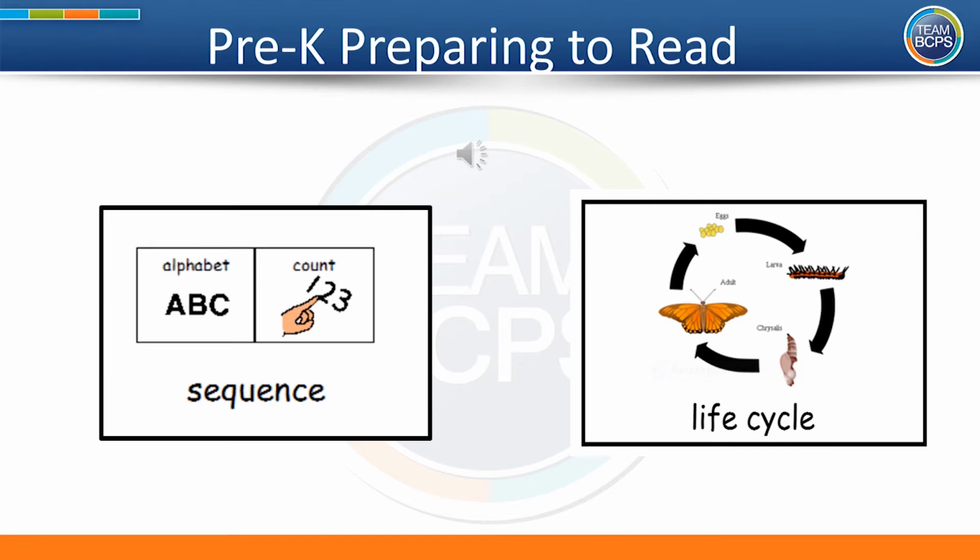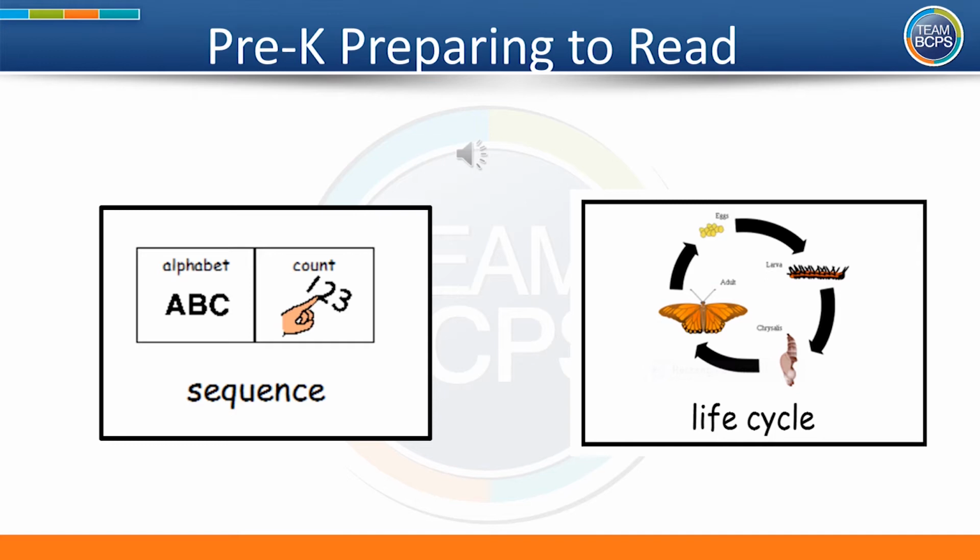I have two more words to share with you today to help us to understand our story. The first word is sequence. Sequence means to put in order. For example, when we sing the alphabet song, we sing the letters in a particular order.